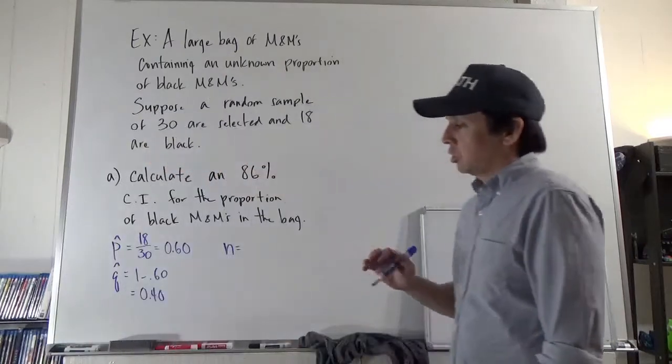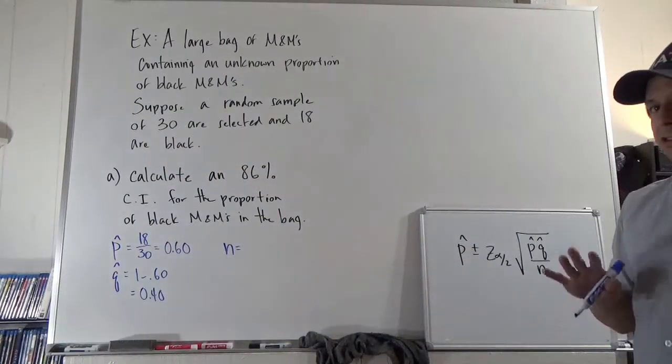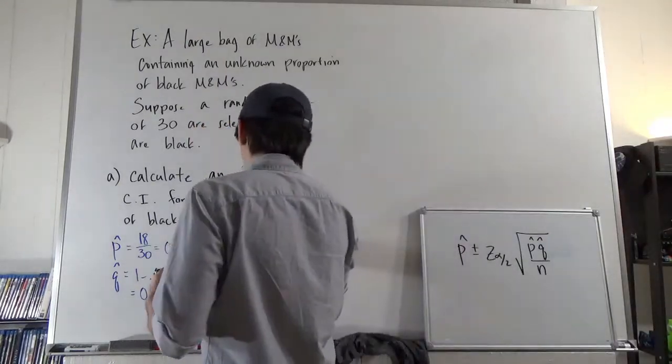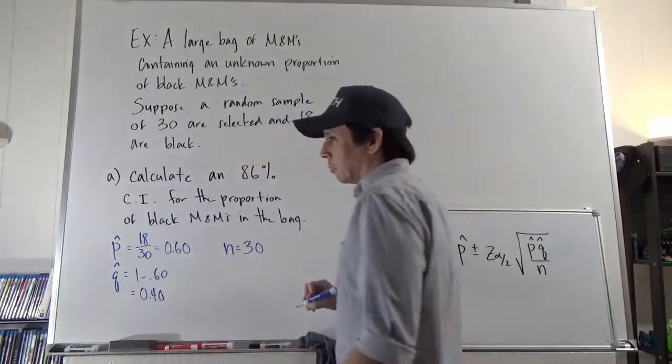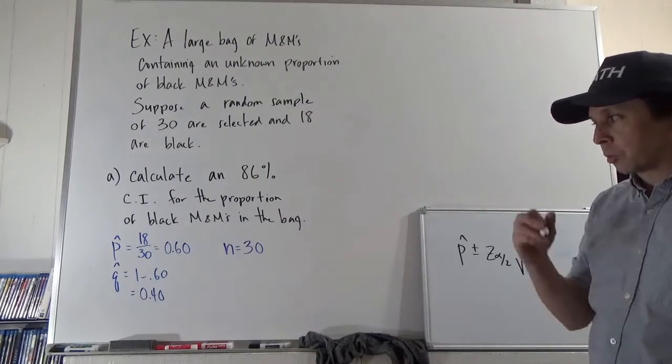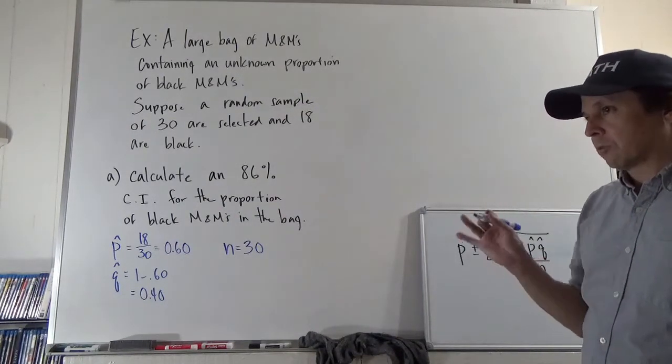My n, make sure you don't think it's 18. It's not just the black, it's all the M&Ms in our sample, which is the full 30. So be careful about which number you're grabbing for your n. It's your entire sample, whether or not they support the president, or whatever it is.